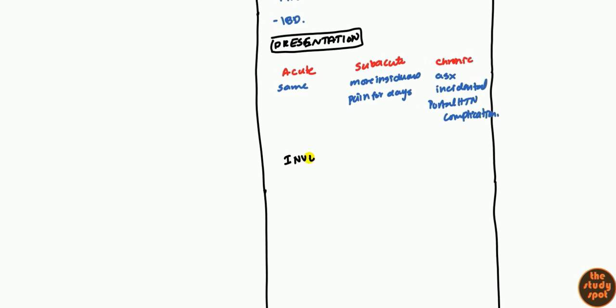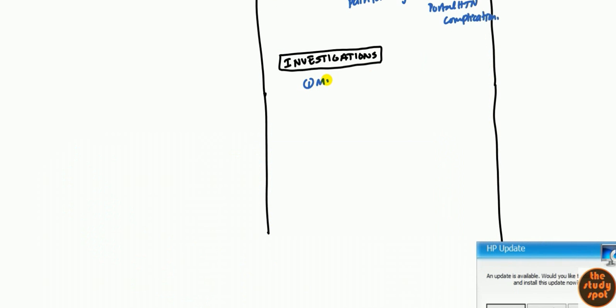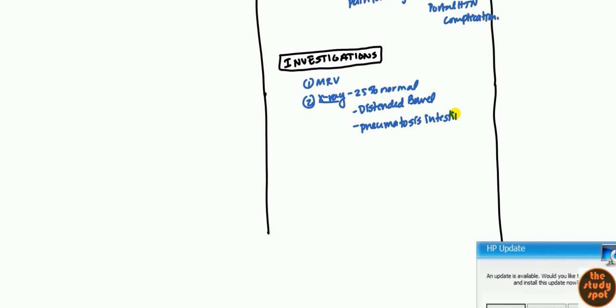There are some investigations which are specific to venous thrombus. First is magnetic resonance venography, which will actually highlight a lot of the veins for you. Then we also have X-ray. Now the X-ray here is going to be different than for the other causes. First of all, 25% can end up being normal X-rays, so you can't necessarily rule it out. But they will also have distended bowel, and they can also have pneumatosis intestinalis, which is air in the intestines.